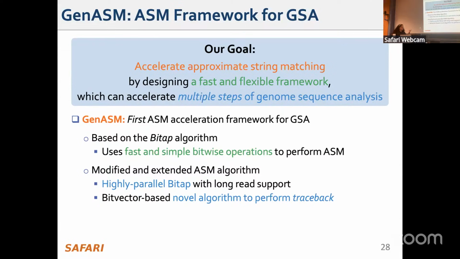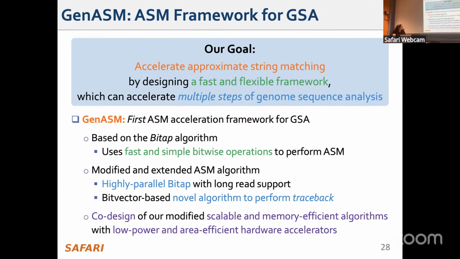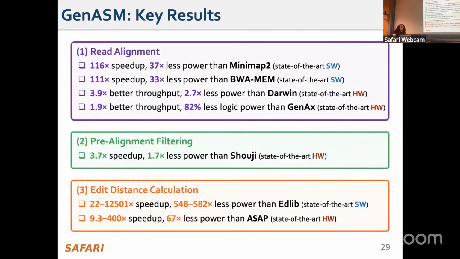Other things presented in this paper are a highly parallel Bitap with long read support and some novel algorithmic optimizations for traceback. I don't go through the details of what a traceback is here, but the important thing is that this co-design is enabled by scalable and memory-efficient algorithms with low-power and area-efficient hardware accelerators. Meaning, if you want to design some hardware units, your trade-off space or the way you optimize algorithms might be very different. That's why I wanted to bring this example very quickly, and also to show you what it enables.